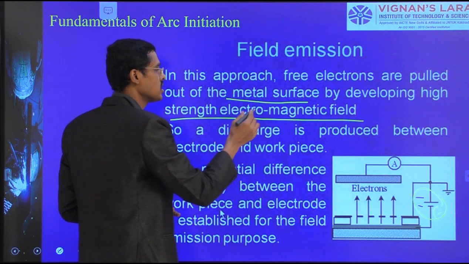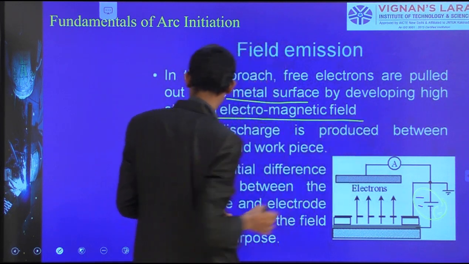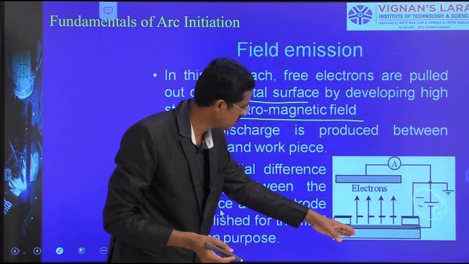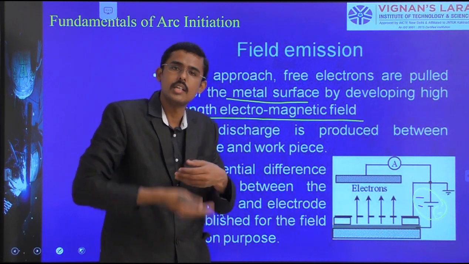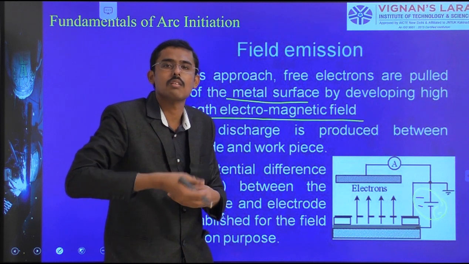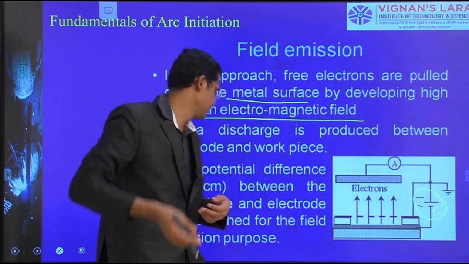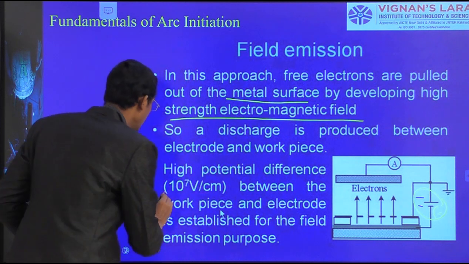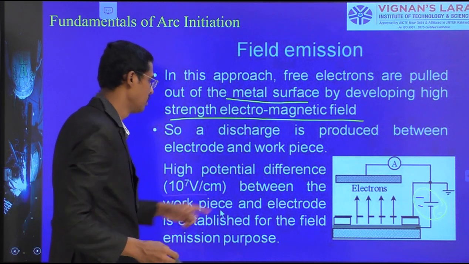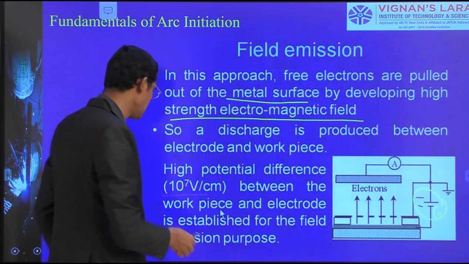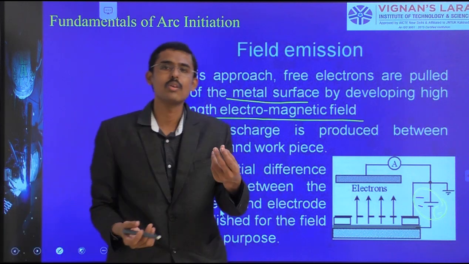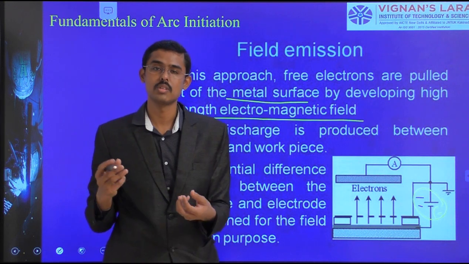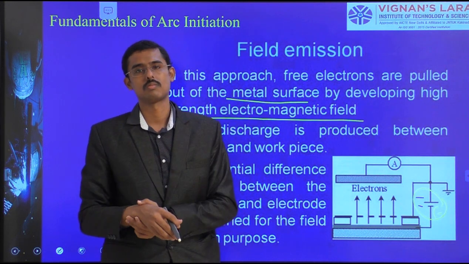So the discharge is produced between the electrode and the workpiece. Electrode is here, workpiece is there. The discharge takes place. Automatically the electrons will move to the other end. So in this method also, a high potential difference of 10 to the power of 7 volt between the workpiece and the electrode is established. I told 20 volt to 40 volt, it is not that. Actually 10 to the power of 7 volt has been given to push the electrons.